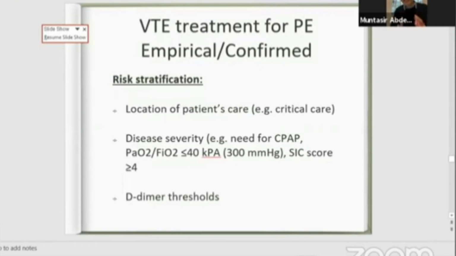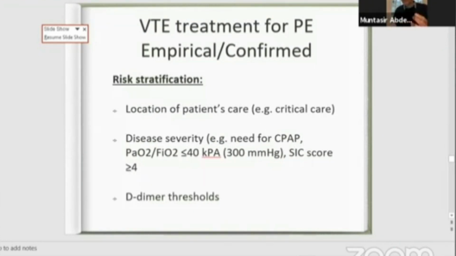And the risk stratification depends on 3 factors. First of all, the location of the patient, whether it is in critical care or in the ward, high dependency ward, because people in critical care are likely to have pulmonary embolism.